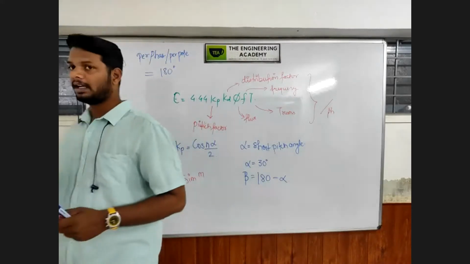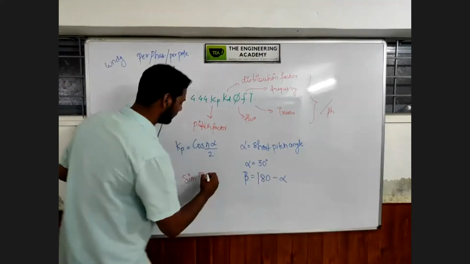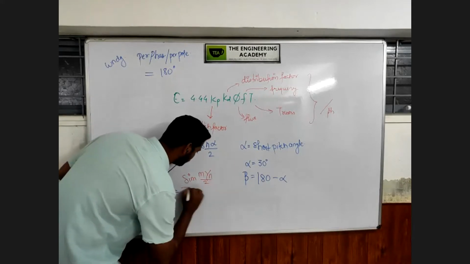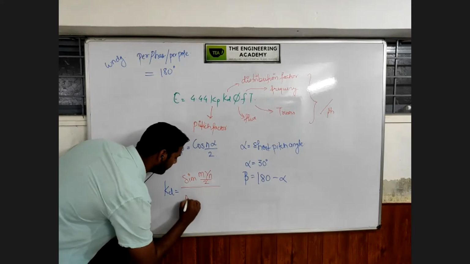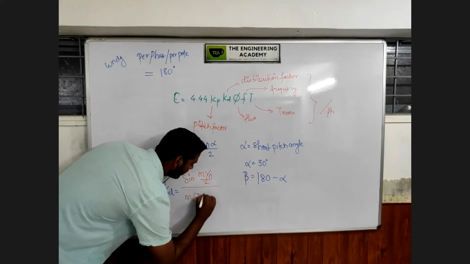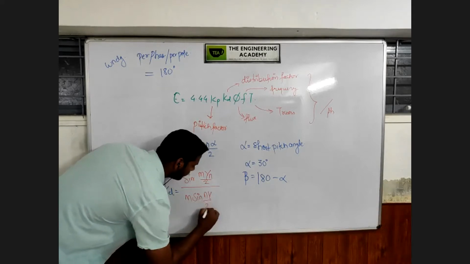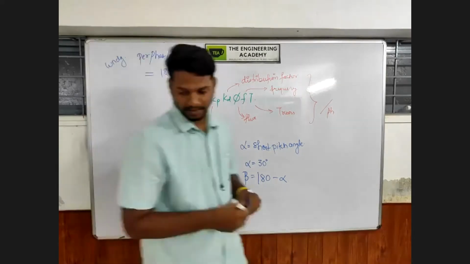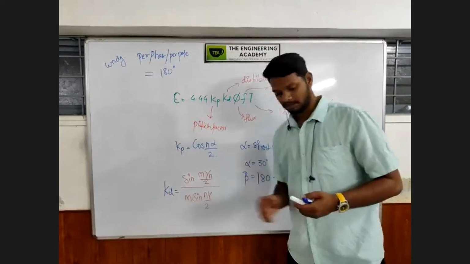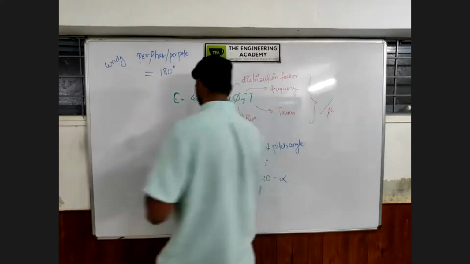There is one more new angle, which is called gamma. Please do the correction. The formula is sin m gamma by 2 divided by m sin gamma by 2. Okay, this is the main formula, which is for the distribution factor.